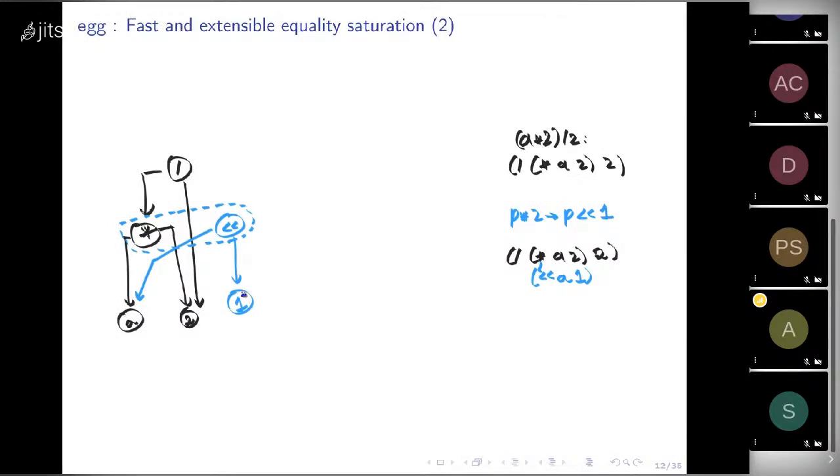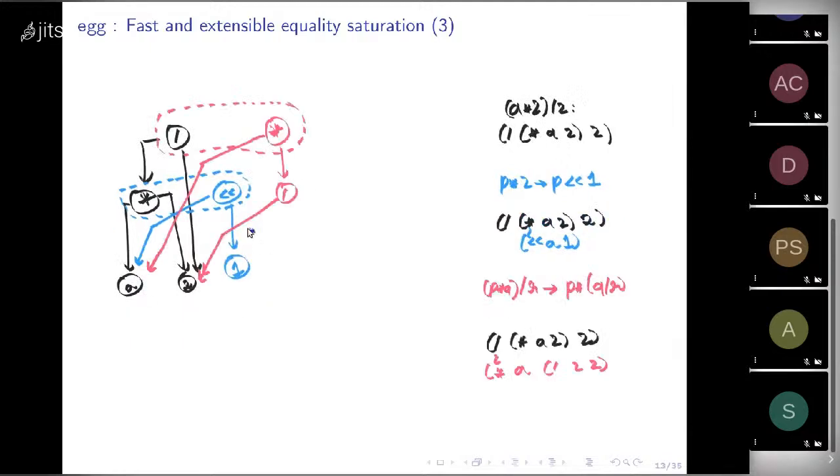Okay. Right. So notice that we still have the old subtree, the a times 2 thing. We've just added new nodes to represent a left shift 1, and we've added an equality between the star subtree and the left shift subtree.